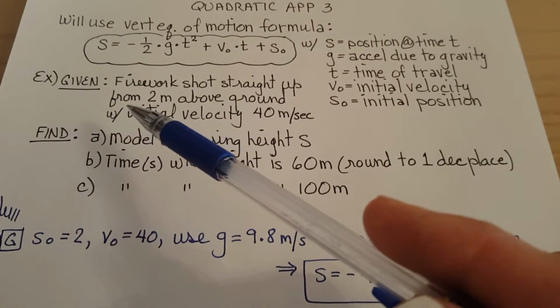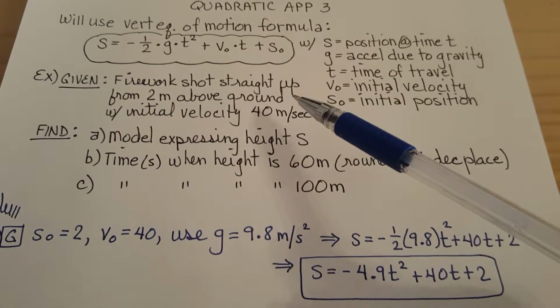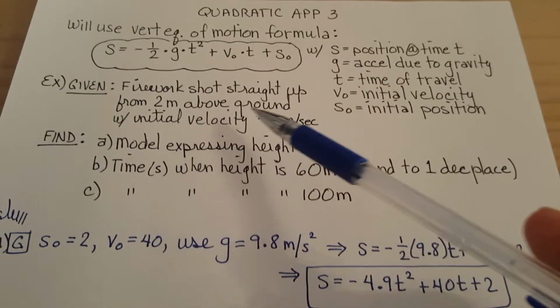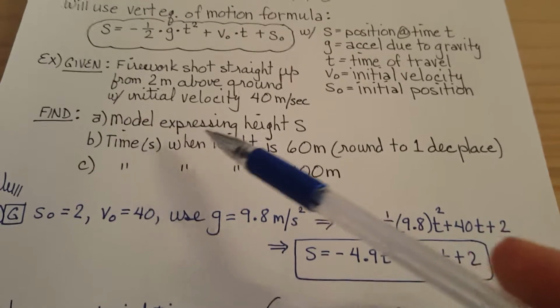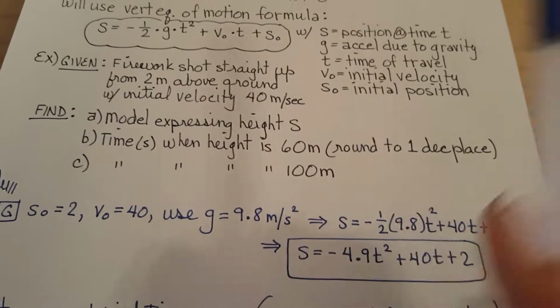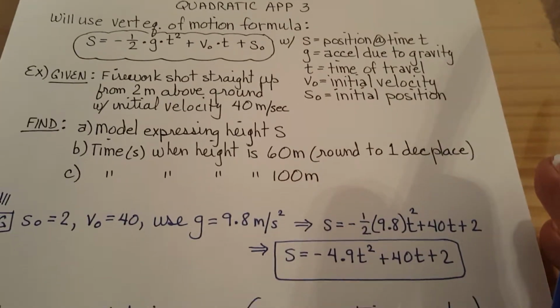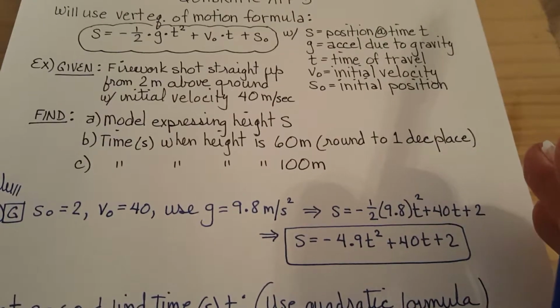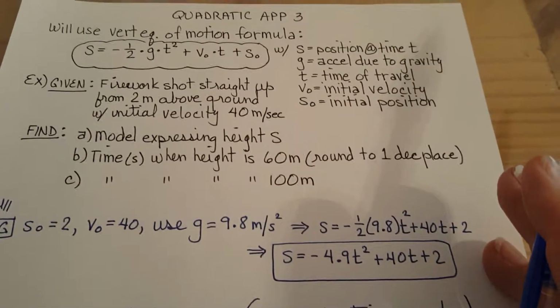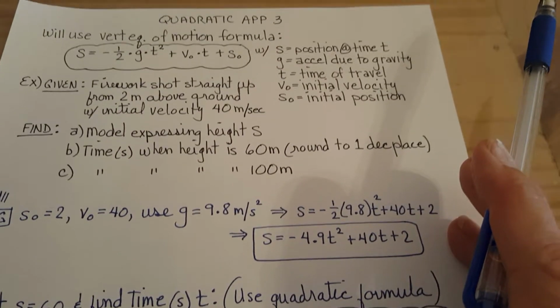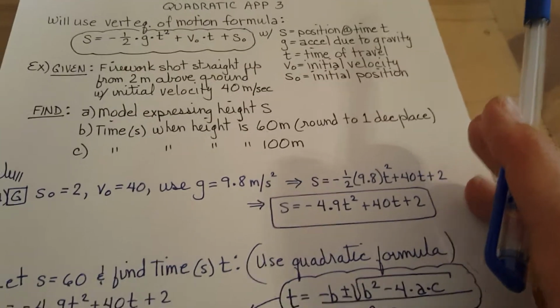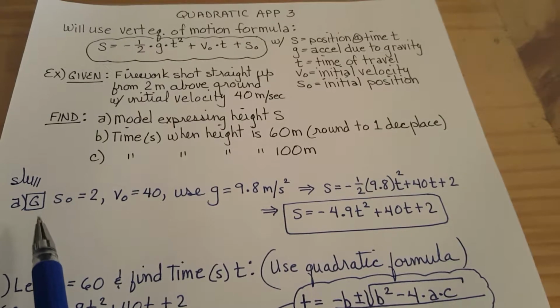In this problem we're given fireworks shot straight up in the air from 2 meters above the ground with initial velocity of 40 meters per second. They want us to find three things. They want us to find the model that expresses the height, s. They want us to find the times, maybe plural, when the height is 60 meters rounded to 1 decimal place, and do it again when the height is 100 meters. So let's do the first part, solution part A.